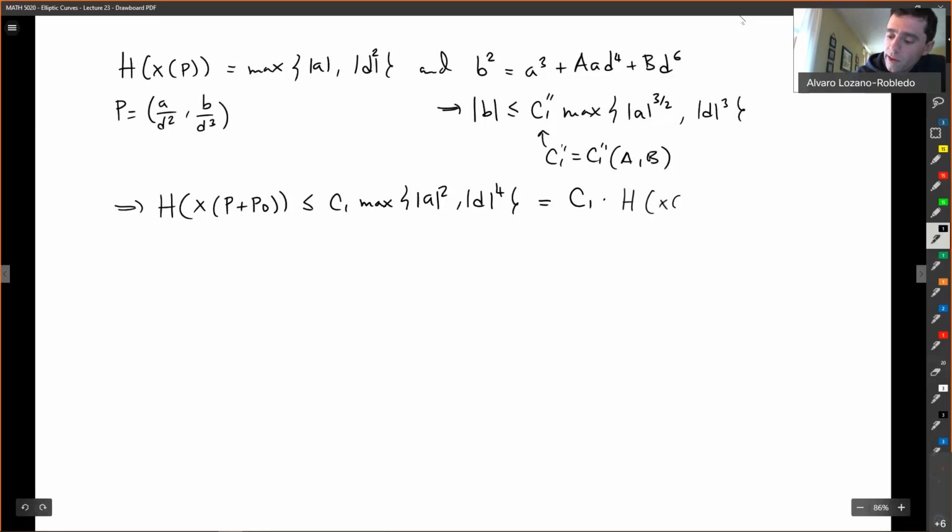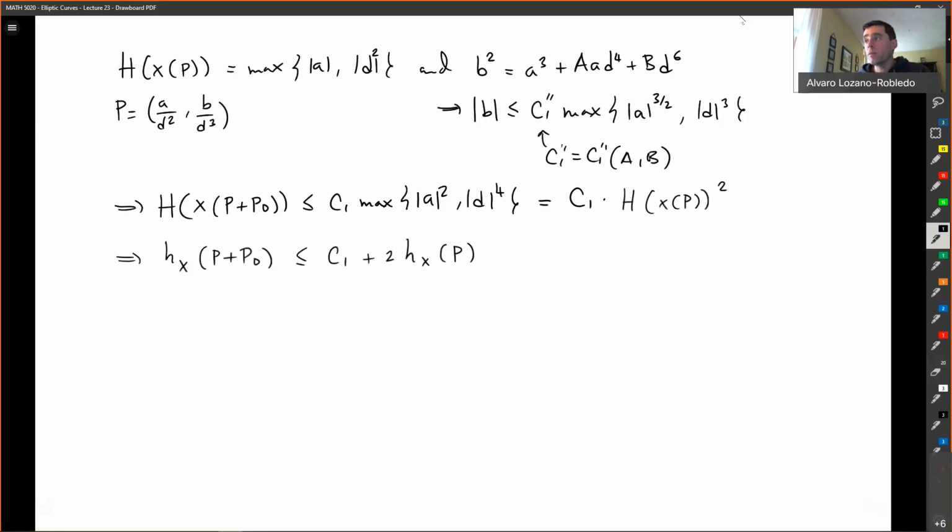Okay, but this is C1 times the height of x squared. And therefore the height of x of P plus P naught, which is the logarithm of this height, is going to be bounded by some constant C1 plus twice h of x of P. When I do the logarithm, I think I replaced C1 by the log of C1, but in any case, it's just, again, a constant. Okay, and this is what we wanted to prove for part A.